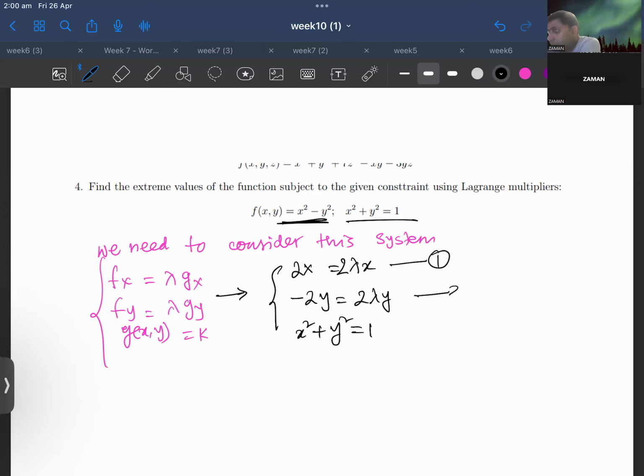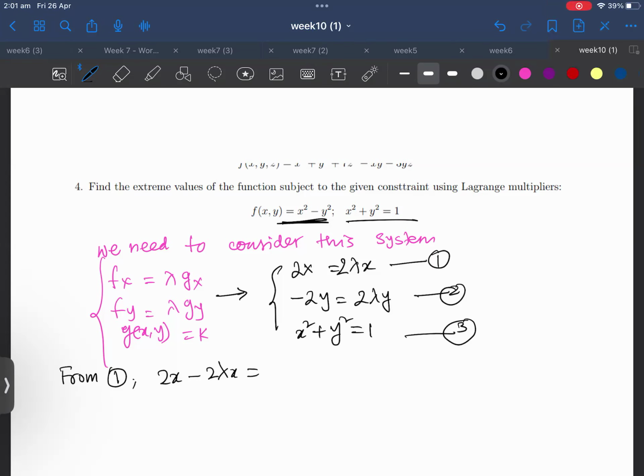So this is equation 1, 2, and this is equation 3. So from equation 1, we have 2x minus 2 lambda x equal to 0. Then you need the common factor from here, which is 2x times (1 minus lambda) equal to 0. That will give you x equal to 0 and lambda equal to 1.